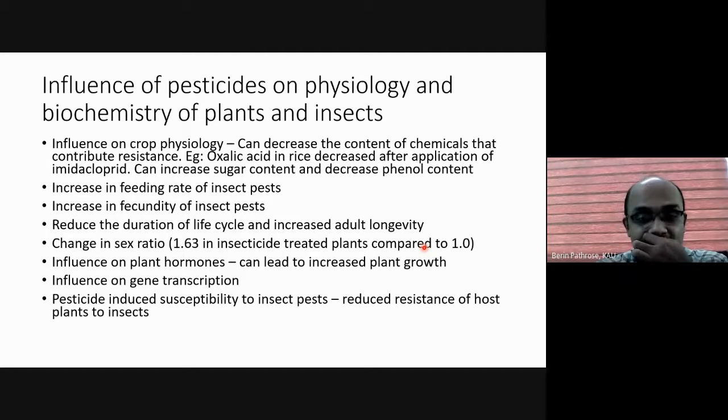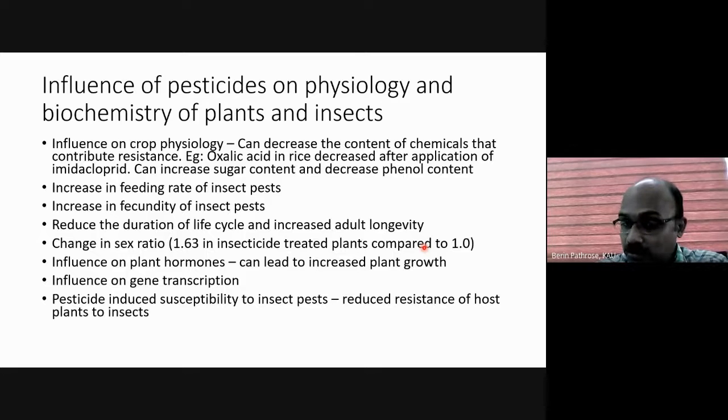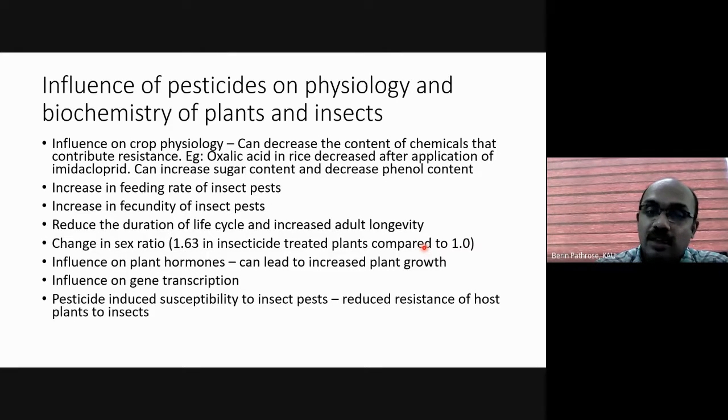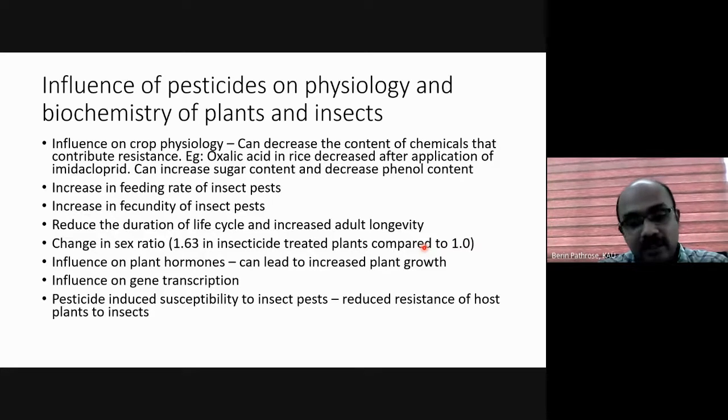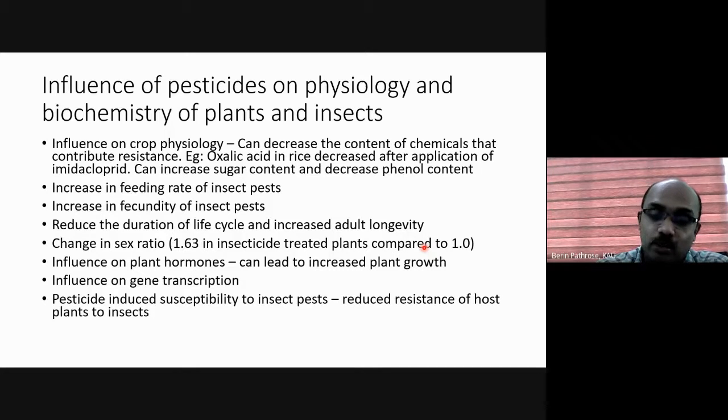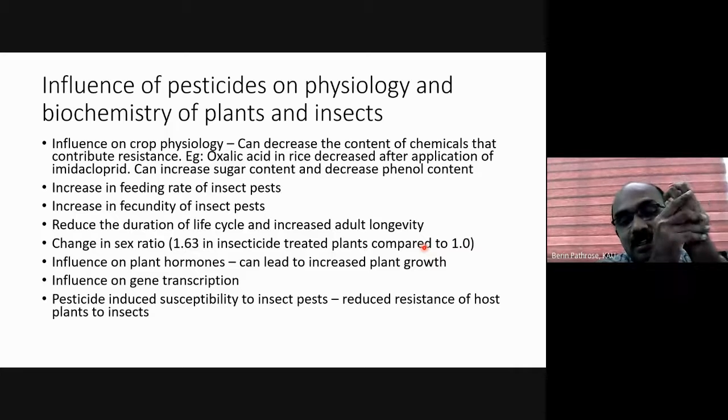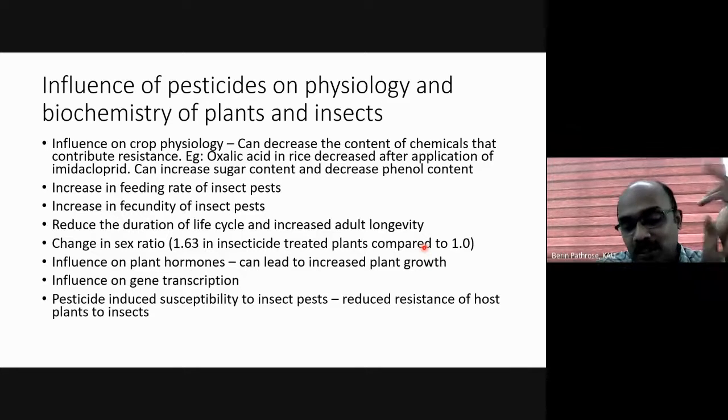So one reason, that was my assumption. Earlier, we were using OP insecticides such as dimethoate for managing sucking pests. Almost all the OP insecticides have broad spectrum, that is insecticidal, nematicidal, acaricidal properties, that you might have studied.